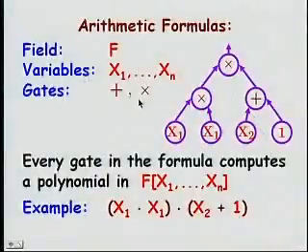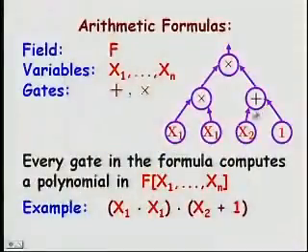So we have some field F, and we have n input variables x1 to xn. We have the gates plus and product. An arithmetic formula is a directed tree with edges directed from the leaves to the root of the formula. Every leaf of the formula is labeled by either an input variable from x1 to xn or a field element from the field F. So you see 1 or x1, x2, and every other node in the formula is labeled by one of the gates, either plus or product.